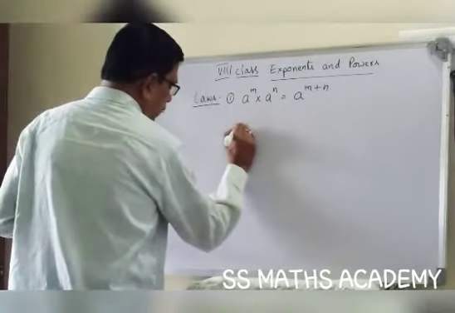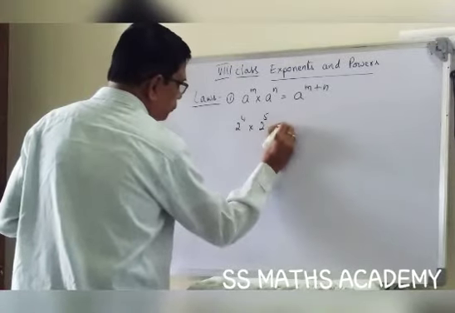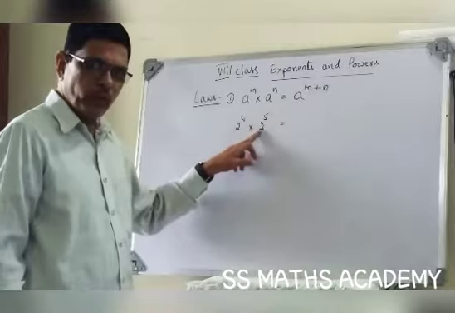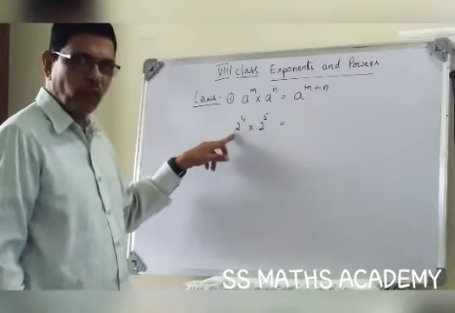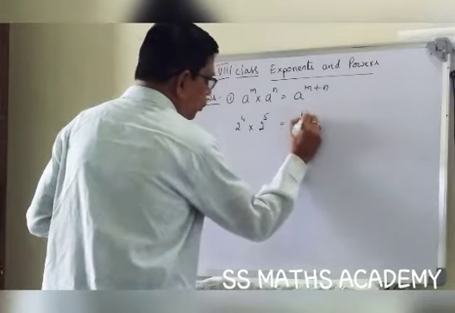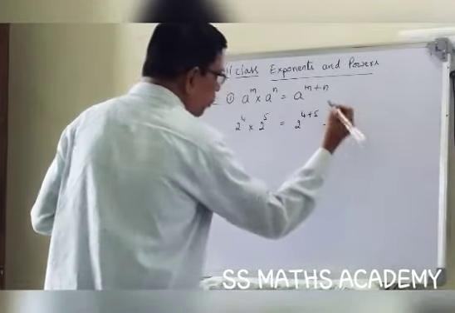Now we take an example: 2 to the power of 4 into 2 to the power of 5. Here the base is 2 and here also the base is 2. So the bases are same. What we have to do? We have to add up the powers. That is 2 to the power of 4 plus 5, which is equal to 2 to the power of 9.